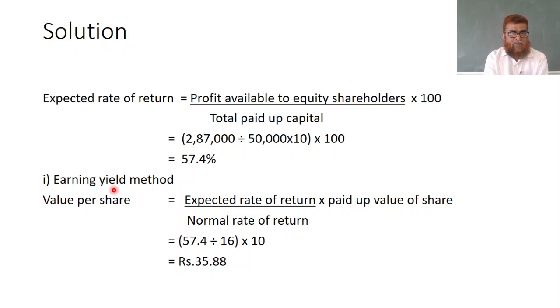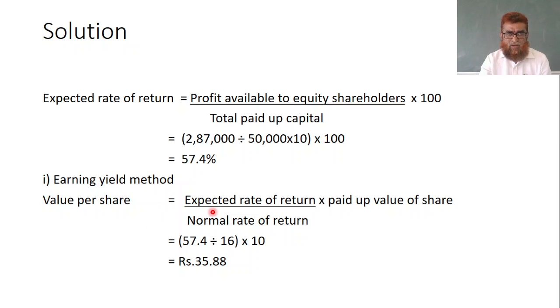Now in the yield method we can follow two methods. One is earning yield, another one is dividend yield. We did not calculate both in the last problem, but in this problem I will show you both methods. It is better if you follow both methods. Value per share according to earning yield method, and another one is dividend yield method.